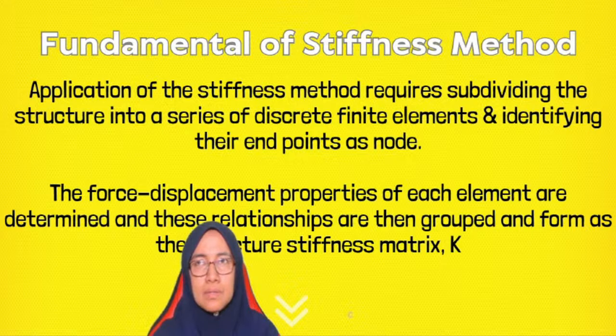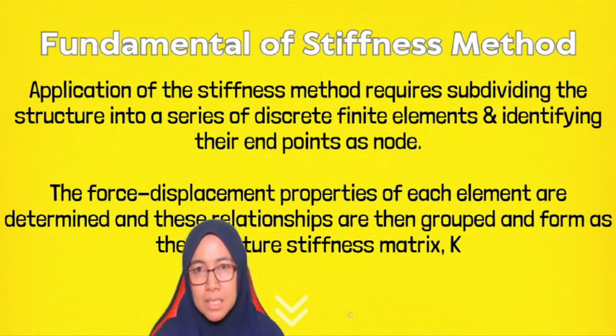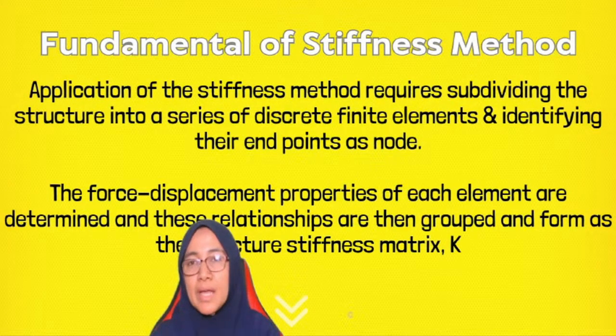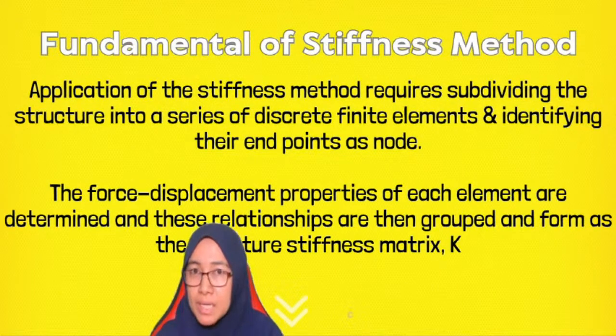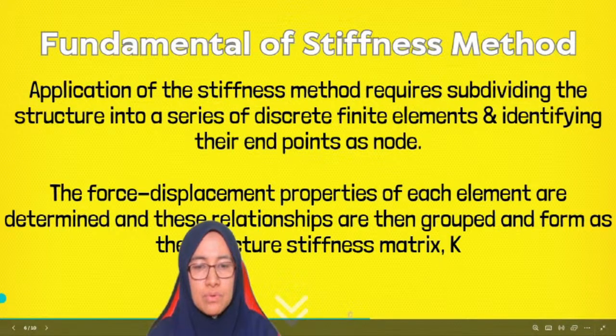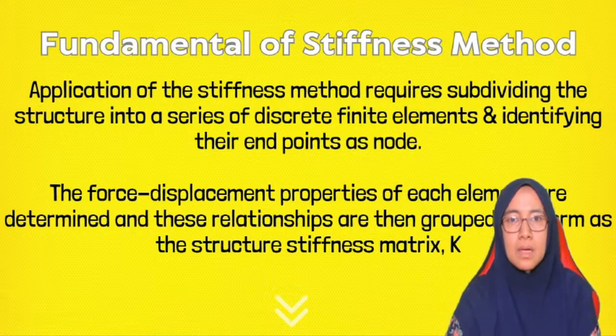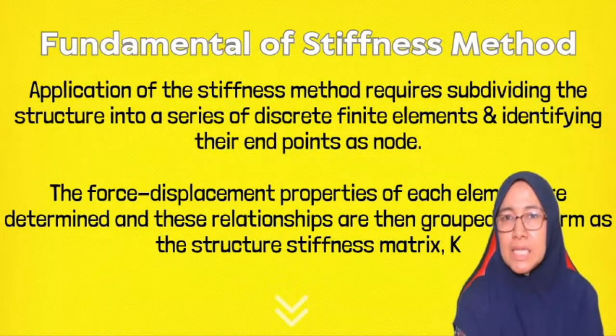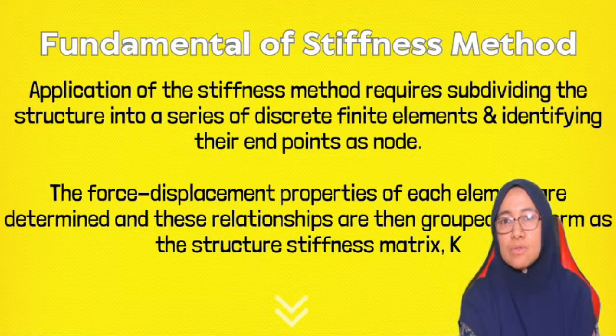So you have to imagine like this. We will analyze a structure, for example a truss. One truss is a structure, and a truss has a combination of many elements. So in order to produce the structure stiffness matrix K, we have to divide the structure into elements.